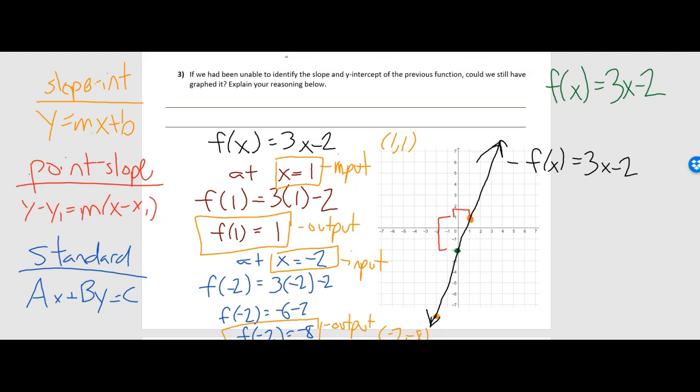Sometimes it's not easy to put an equation or a function in slope-intercept form. So this method may be an easier way for you to find 2 points on your graph. All right, let's move along to the next page.